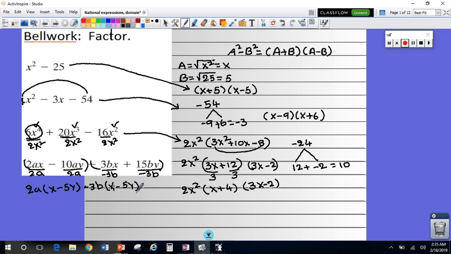Okay, so what is common in both these two terms? So I can take this x minus 5y as common. When you take this as your common term, what is left out here? The left out value is 2a, put 2a here, and negative 3b.